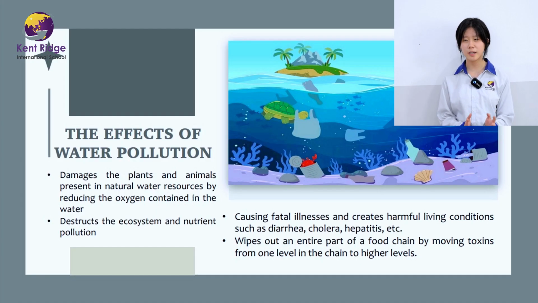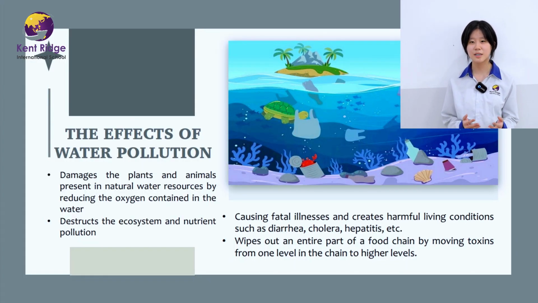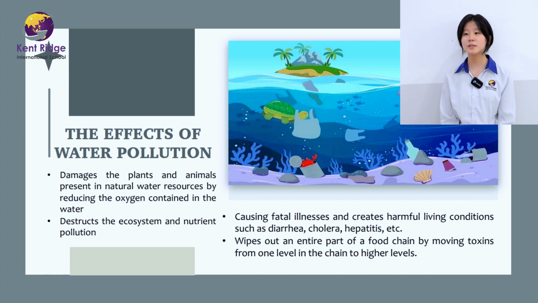The effects of water pollution. Water pollution damages the plants and animals present in natural resources by reducing the oxygen contained in water, disrupts the ecosystem and nutrient pollutions, causing fatal illnesses and creates harmful living conditions such as diarrhea, cholera, and hepatitis, etc. It wipes out an entire part of the food chain by moving toxins from one level in the chain to higher levels.